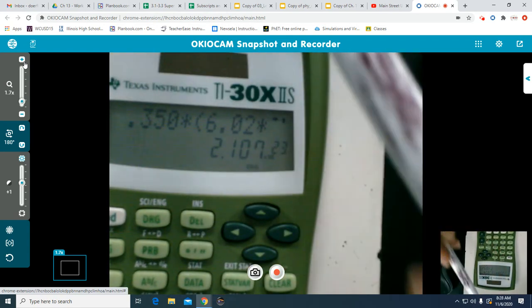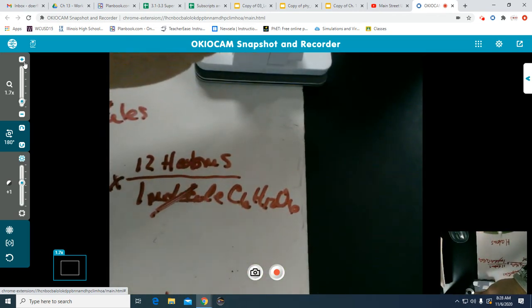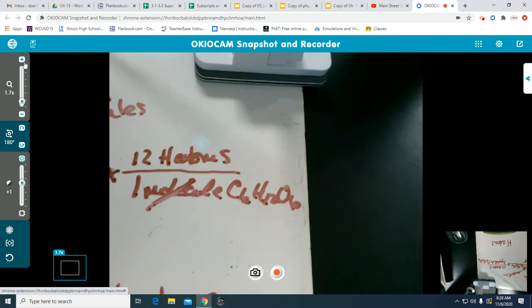So now we have to take that number and multiply it by 12 atoms. Okay? Times 12. And so what do we get for an answer? 2.5284 times 10 to the 24th? Okay, excellent.